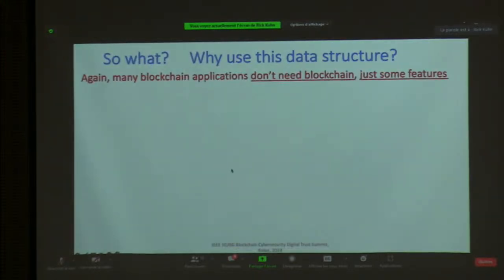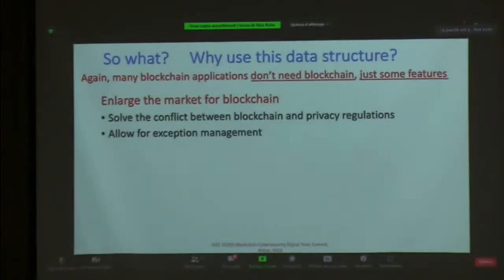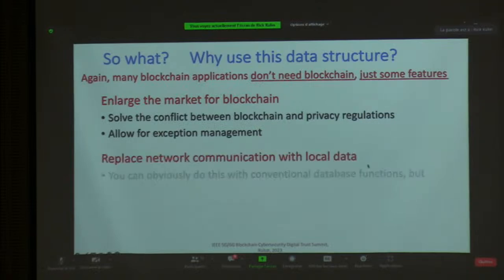So why would we want to do this? Well, again, many blockchain applications only need some features of the blockchain function. So by providing the valuable features for distributed systems, but avoiding the problem of immutability, we can make blockchain or distributed ledger systems apply to a larger variety of systems. And that, again, allows for privacy, meeting privacy regulations, and for error handling. We can also replace network communications because we have local data in every node.